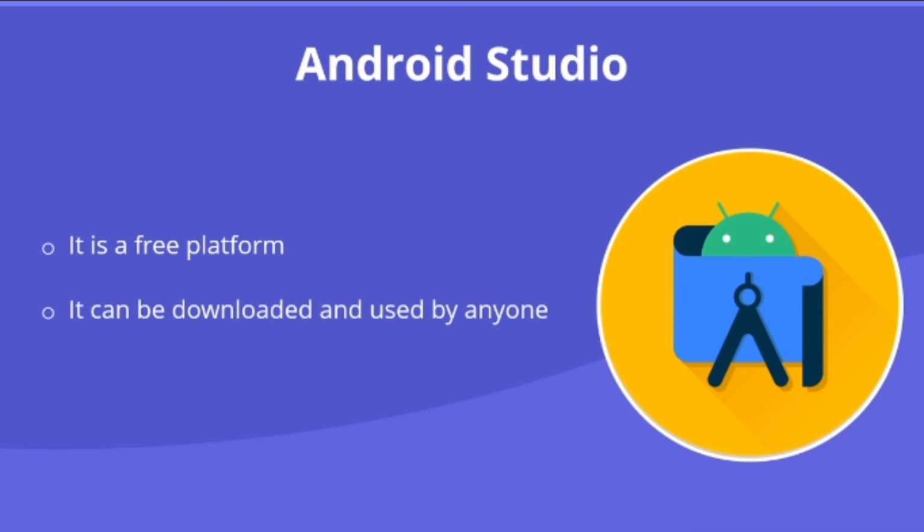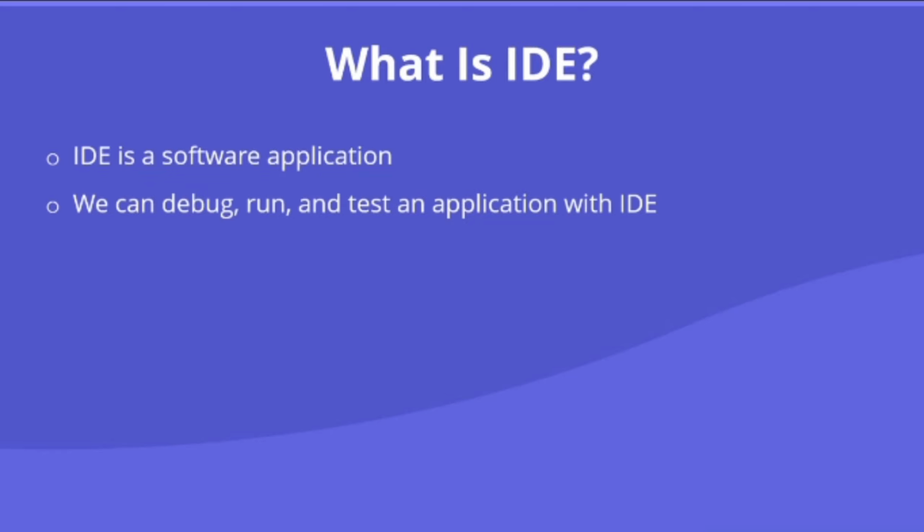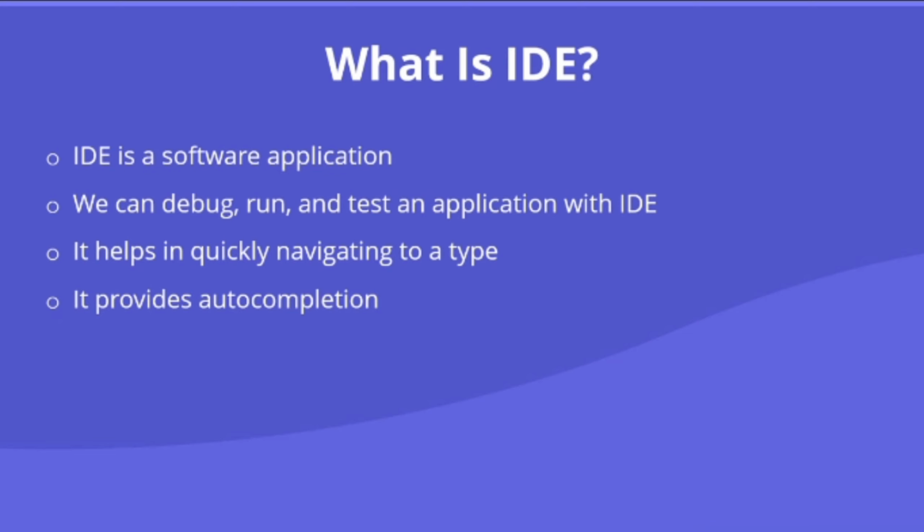I also want to explain what an IDE is here. An IDE is a software application that combines all the features and tools needed by a software developer. A developer may debug, run, and test applications with an IDE. Because it provides useful debugging and testing features, an IDE helps us quickly navigate to a type without needing to worry about our projects. It also provides auto-completion, which means you type part of a function or class name and press a shortcut combination, and the rest of the name is automatically typed. All these features are good reasons for you to prefer an IDE.